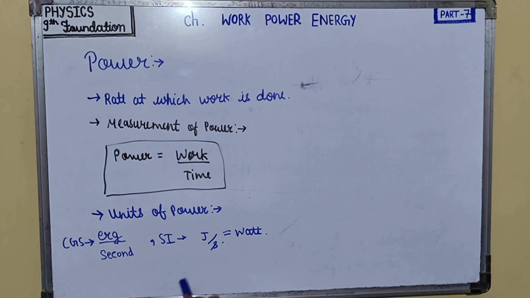There are some more bigger units of power. The bigger units of power are kilowatt and megawatt. Kilowatt is 1000 watt and megawatt is 10 raised to 6 watt.